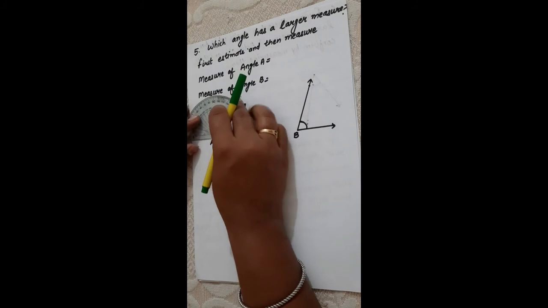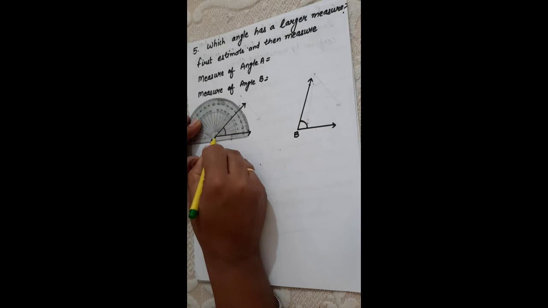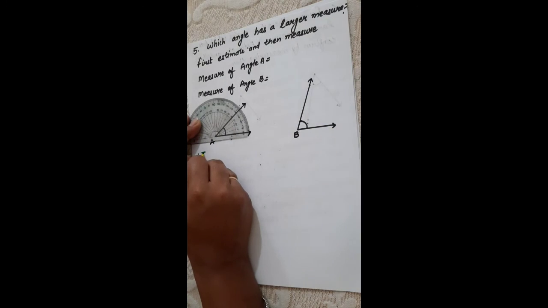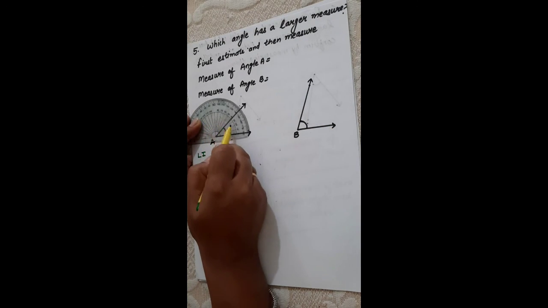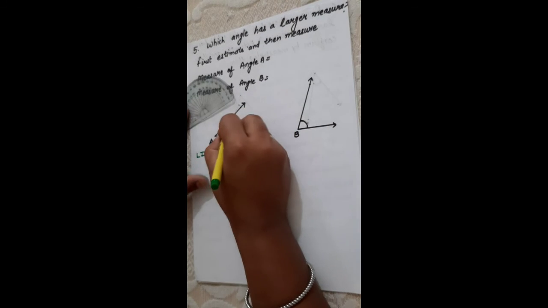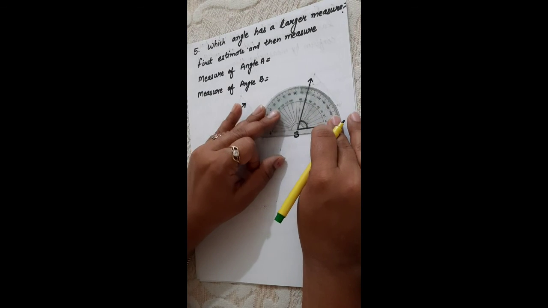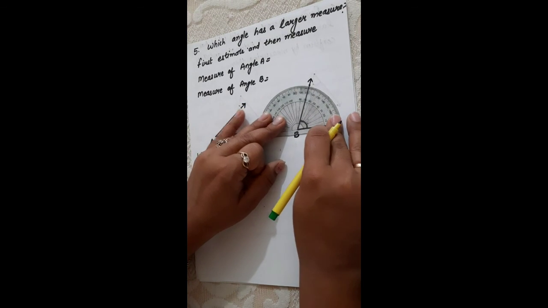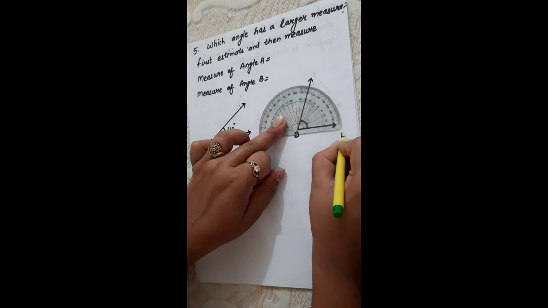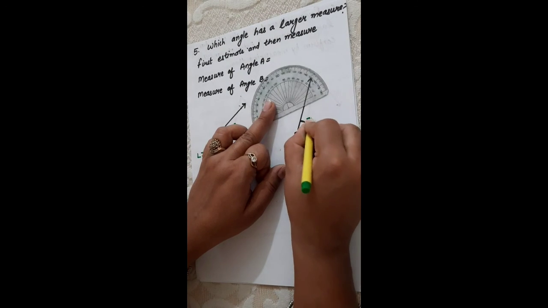So I just placed over A. This is at the left. If I placed at the left, I will read the inner scale. This is the inner scale. So here I will get an angle that is 40 degree. Now this angle is 40 degree. Now let me measure B. I placed B. This is again the left one. Left means I have to read the inner scale. Now this is 70 degree.